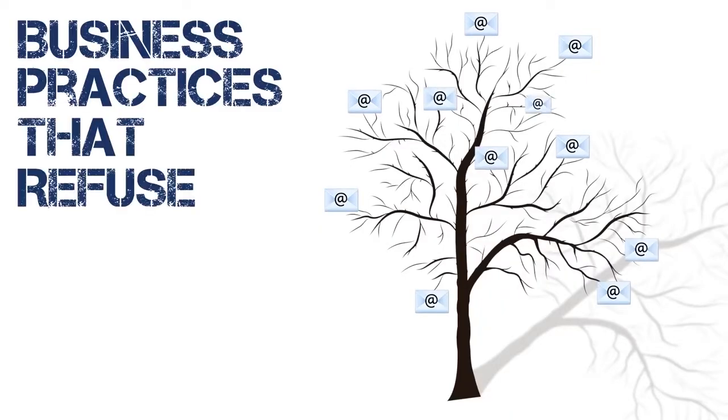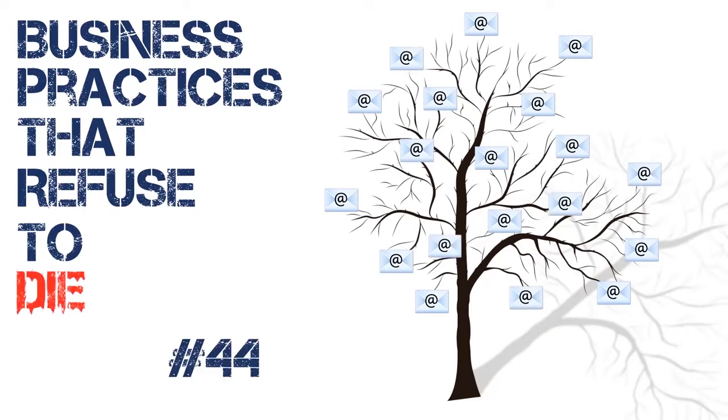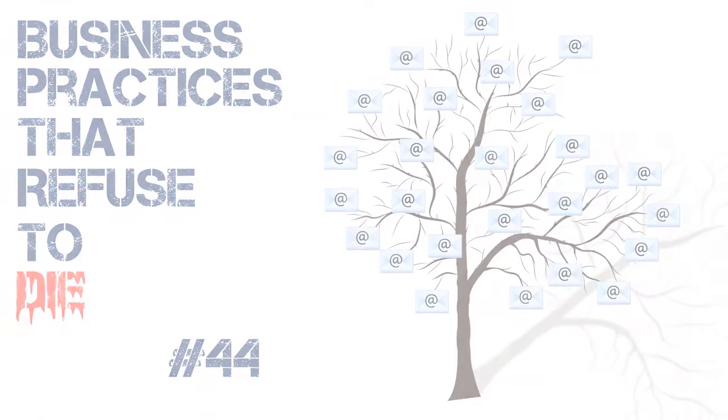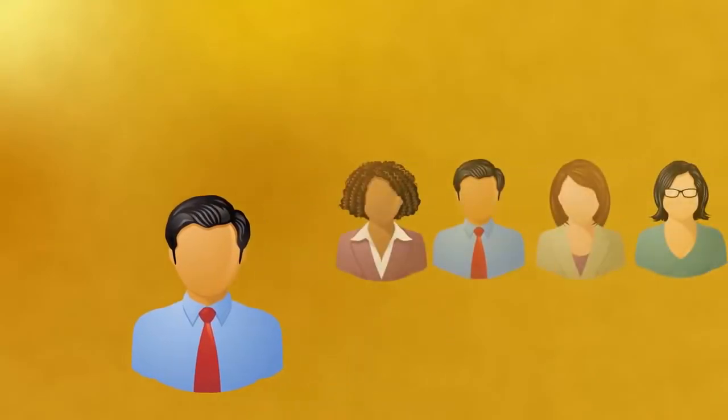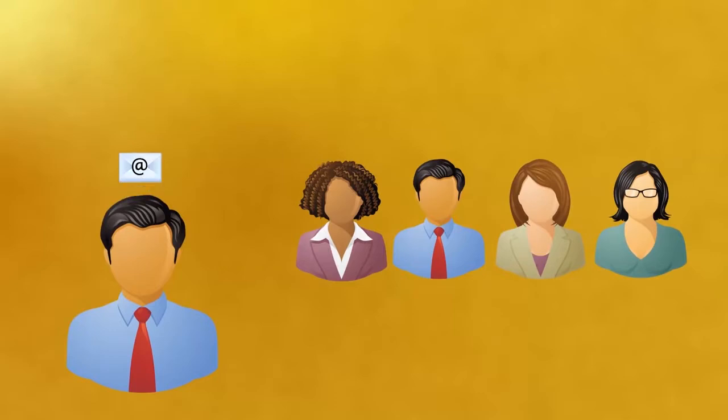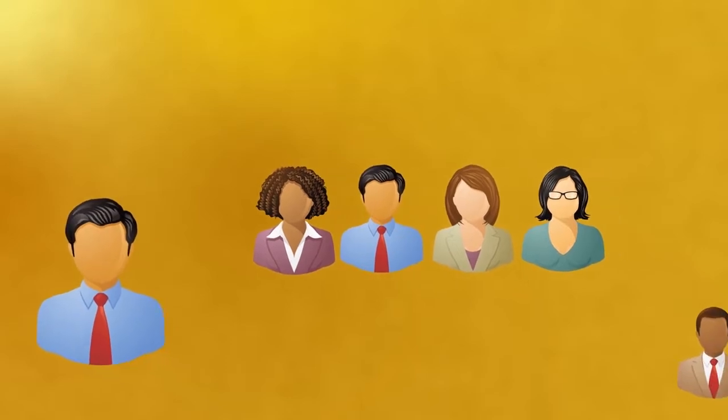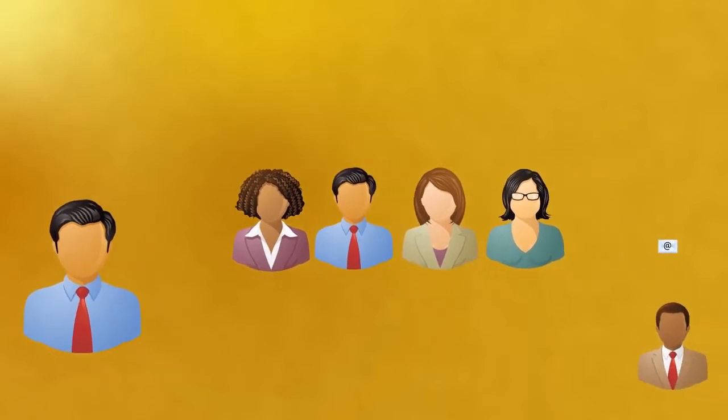Business practices that refuse to die. Number 44, email trees. Let's keep this simple. You need to make a decision, but need the input from 4 team members. So you draft an email and send it to the team. Person number 1 replies to all. So does person number 2. But 3 and 4 only reply back to you. In addition, unbeknownst to you, person number 4 emails person number 5 who thinks they should have a say in the decision as well. Person number 5 replies to everyone.